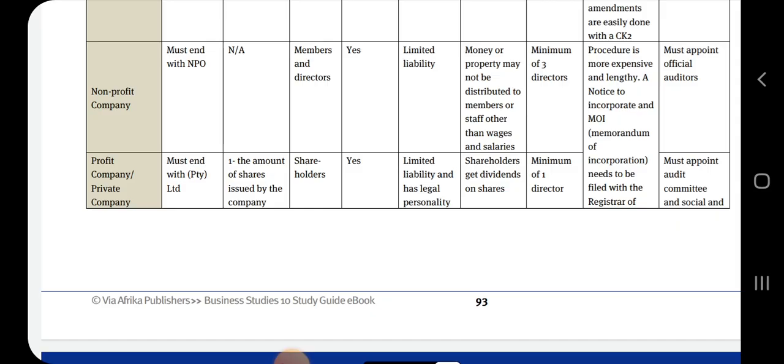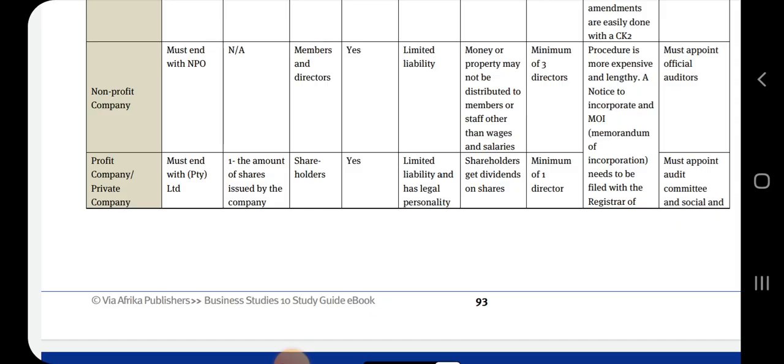So if you have a non-profit company, you should have auditors who are going to come and audit the books of the business. And then a profit company, which can also be associated with a private company, must end with Pty Ltd. You can have any amount of shares issued by the company. So you can have 1 to infinity shareholders. And the owners are called shareholders in a private company.